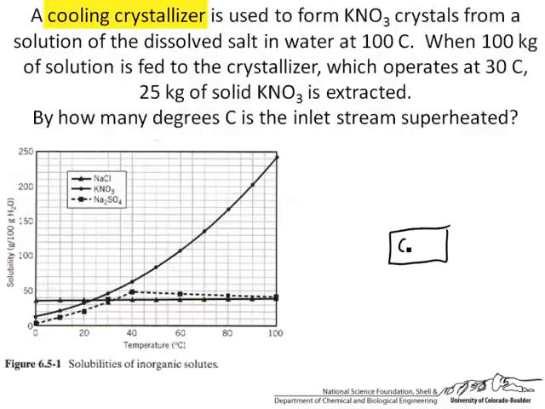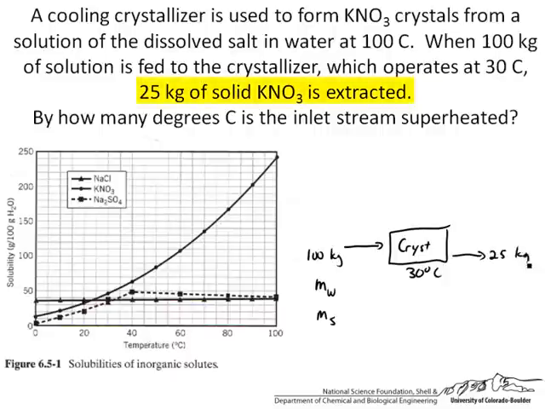In this example, we have a cooling crystallizer, which I'll just draw like this, and it's operating at 30 degrees C. We are feeding a fluid that contains 100 kilograms total, as given in the problem statement, and that contains some mass of water and a mass of salt. In the crystallizer, we're told that we produce 25 kilograms of the salt, which is KNO3. And then we still have a liquid solution that also exits, and all the water exits there.